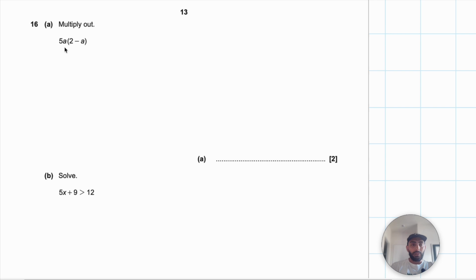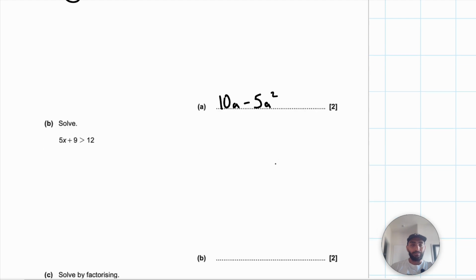Question 16. Multiply 5a and in brackets 2 minus a. Whenever I see brackets, there's an invisible multiply sign between them. I'm multiplying everything outside the bracket by everything inside the bracket. 5a multiplied by 2, 5 times 2 is 10, 10a. And then I've got 5a times negative a. Because it's a positive multiplied by a negative, it's going to be a negative. 5 times 1 is 5, and a times a is a squared.